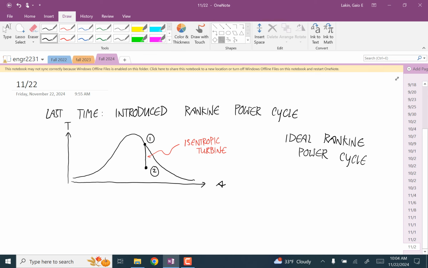And then from 2 to 3, where does 3 end up? Saturated liquid. And what's this device? The condenser, yep. And what do we know about that process? There's only isobaric. Perfect. And then we're at state 3.